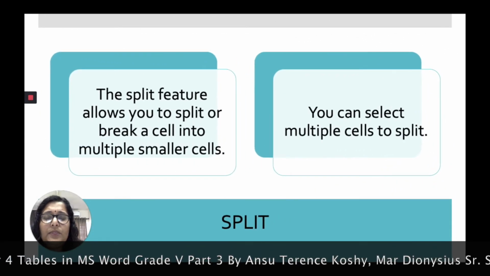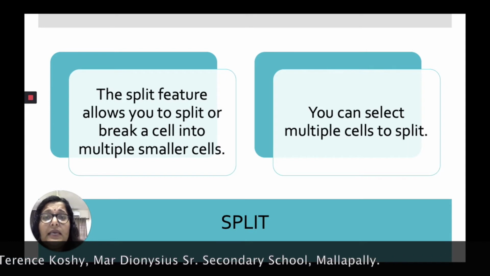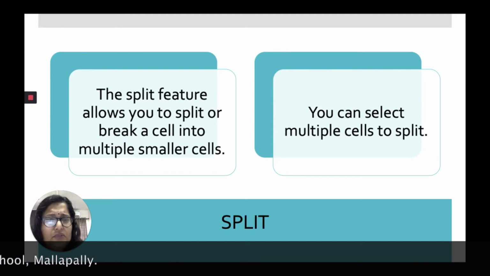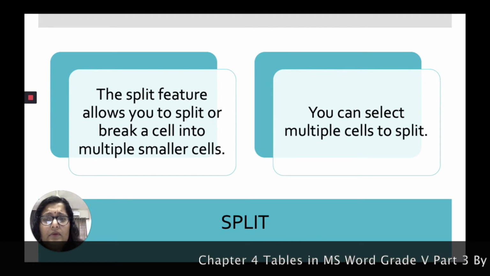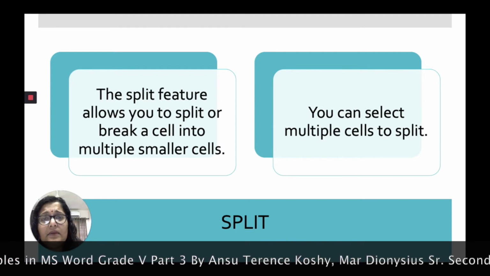The next feature we need to discuss is splitting. The split feature allows you to split or break cells into multiple smaller cells. You can make one cell into two cells or more than two cells depending on how many spaces you have selected. You can select multiple cells to split.